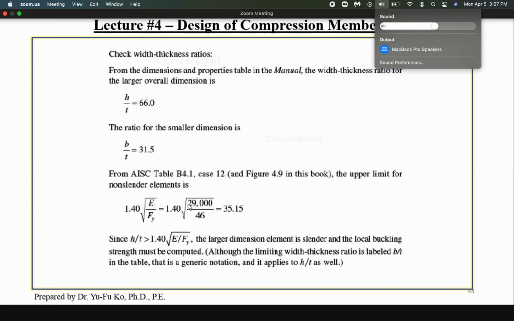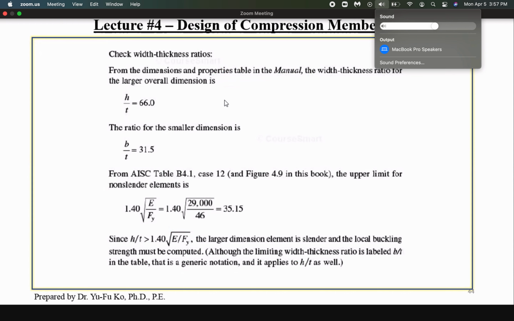Based on the AISC table B4.1 case 12, which is figure 4.9 in the textbook, the upper limit for non-slender elements for HSS is 1.4 square root of E over Fy, which is 35.15. So in this case, your smaller dimension is less than this. So this is not slender elements, but this one is slender elements.